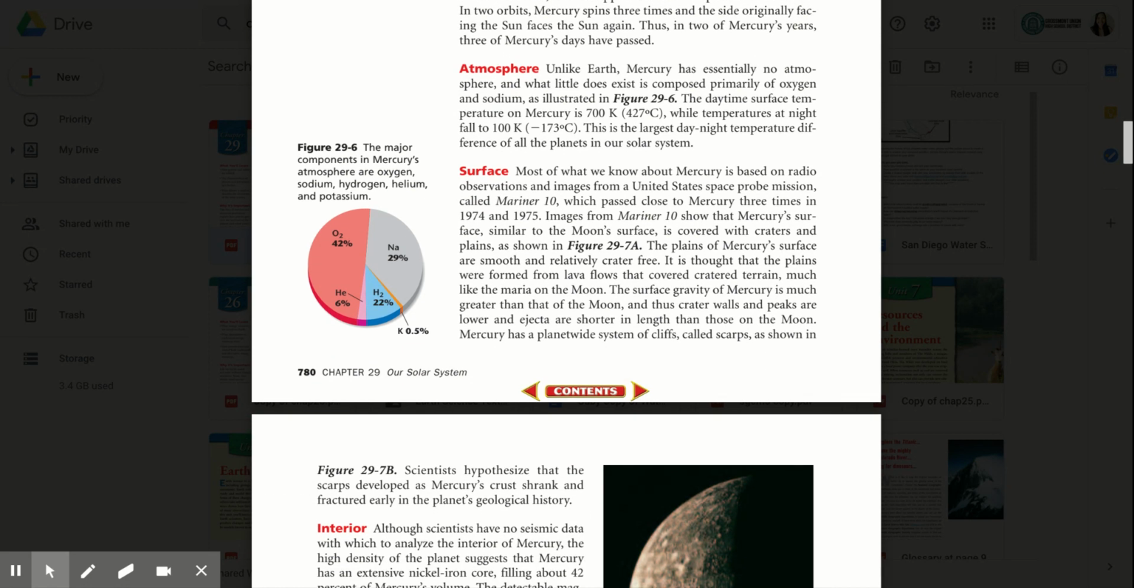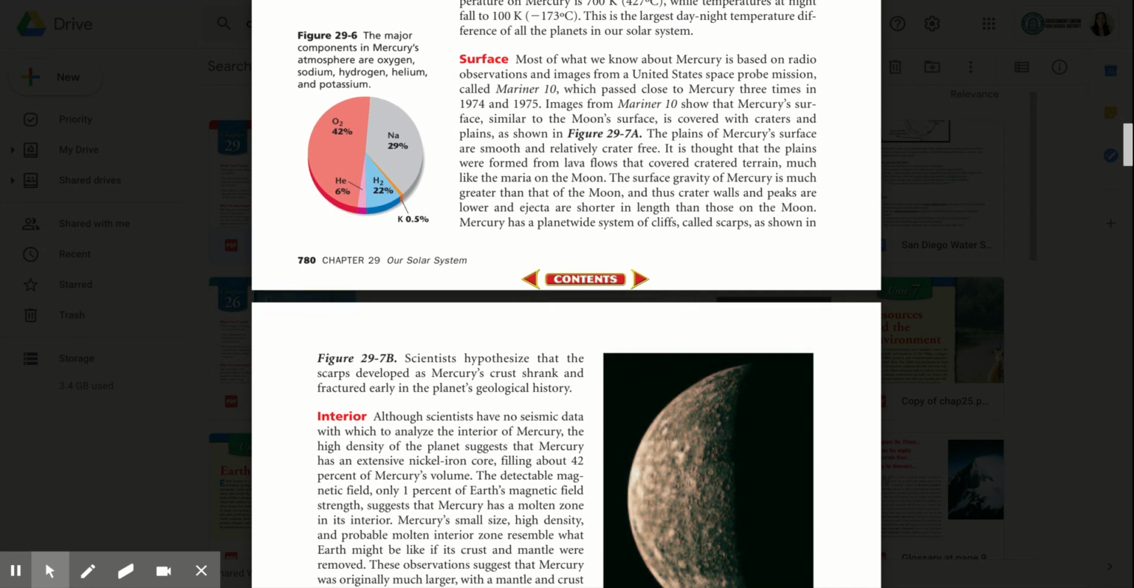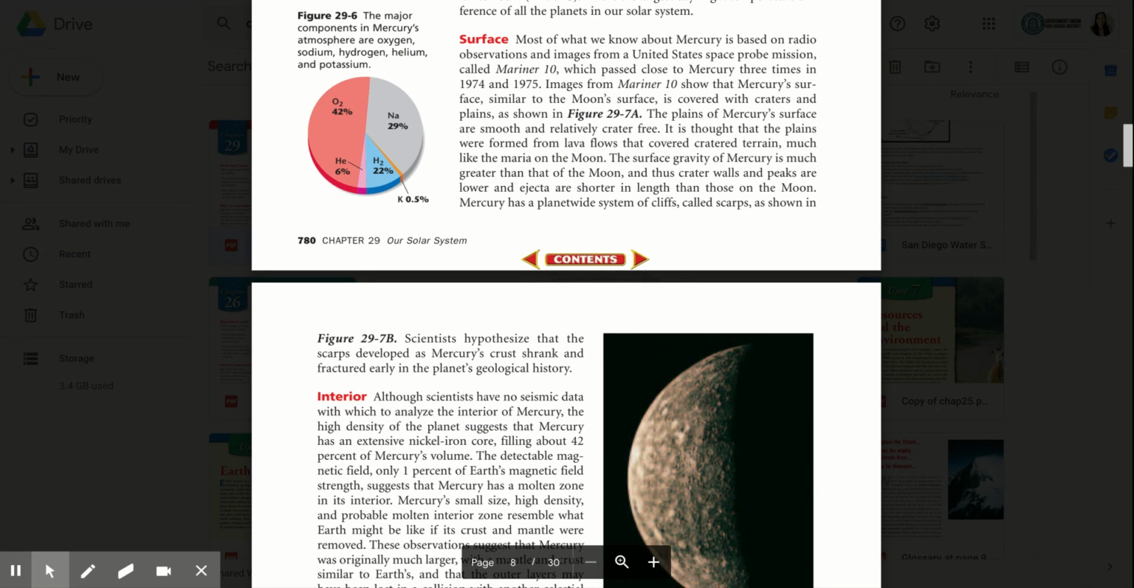Surface. Most of what we know about Mercury is based on radio observations and images from a United States space probe mission called Mariner 10, which passed close to Mercury 3 times in 1974 and 1975. Images from Mariner 10 show that Mercury's surface, similar to the Moon's surface, is covered with craters and plains, as shown in Figure 29.7a. The plains of Mercury's surface are smooth and relatively crater-free.